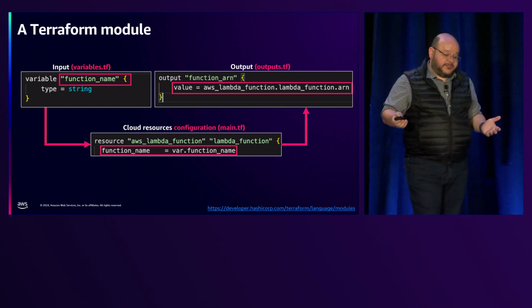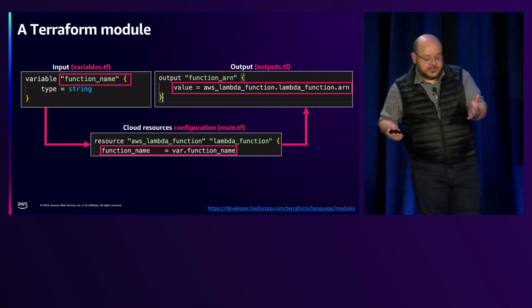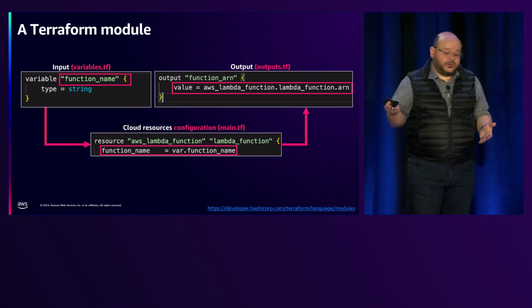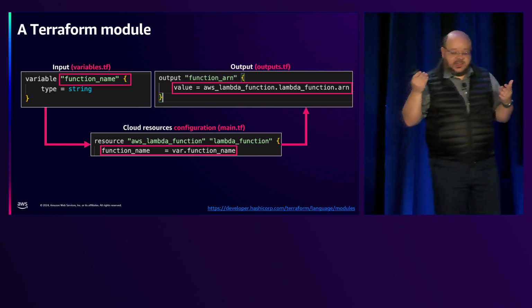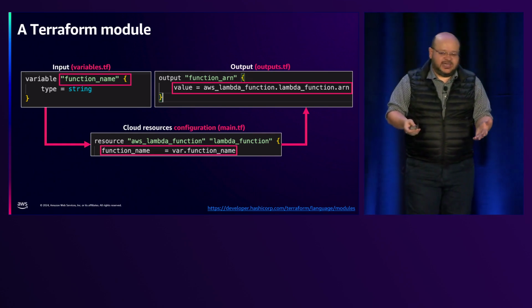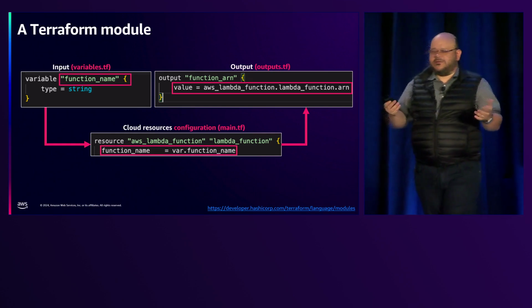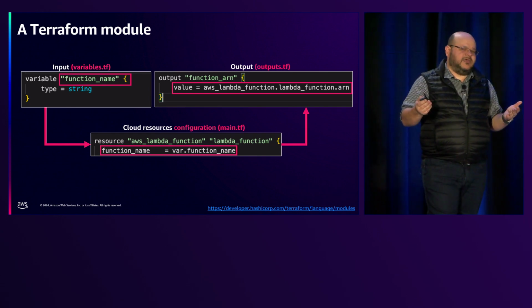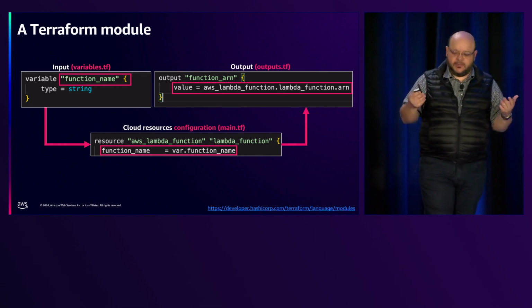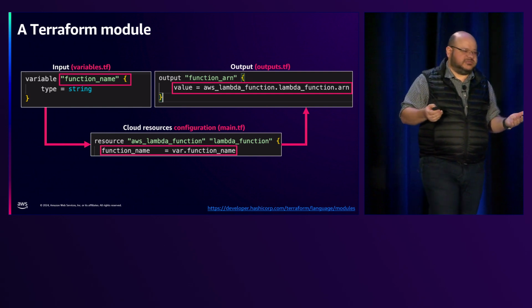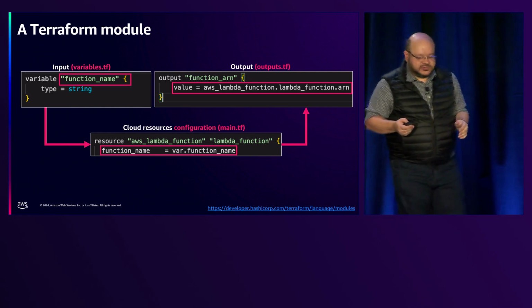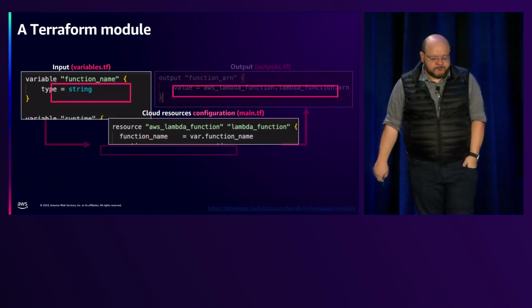Now, here, for example, you can see input function name. Then I'm creating a Lambda function with that function name, and I'm outputting the ARN of that function. This is probably as simple as it gets, right? And those of you who are experienced with Terraform probably already saying to yourself, this is one really, really useless module, right? There's absolutely no point to this module because it's just taking one variable like name and applying that to a resource. But let's extend that.